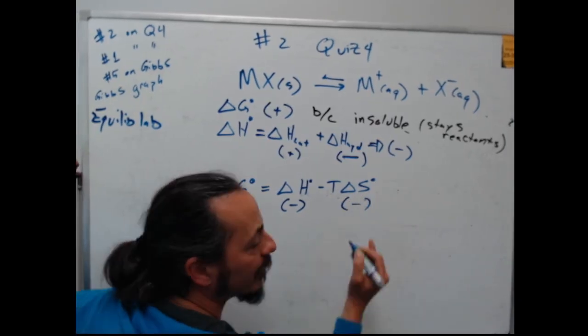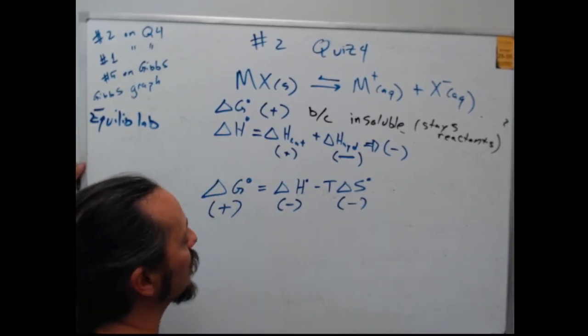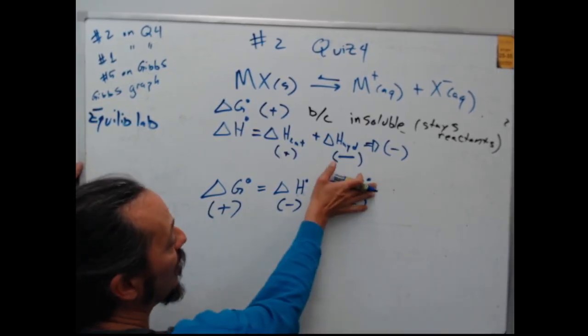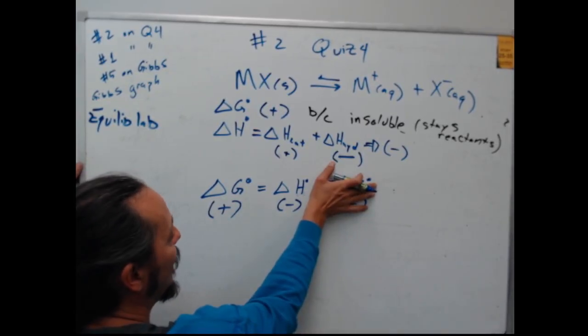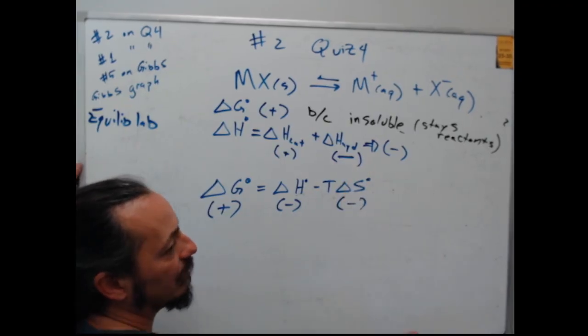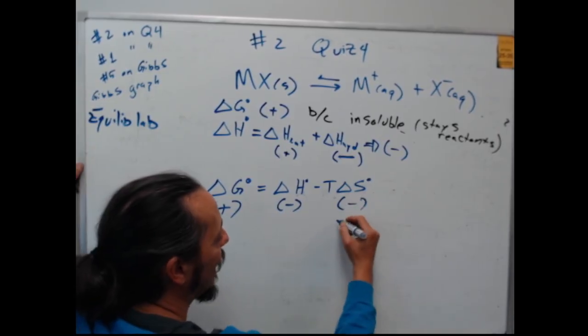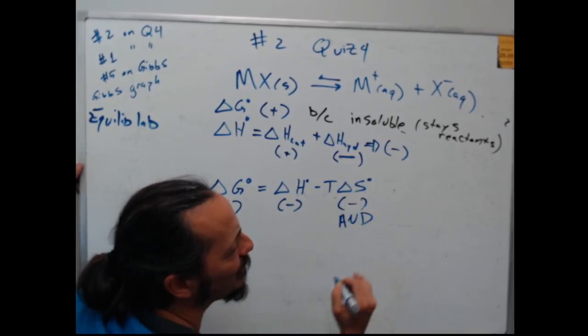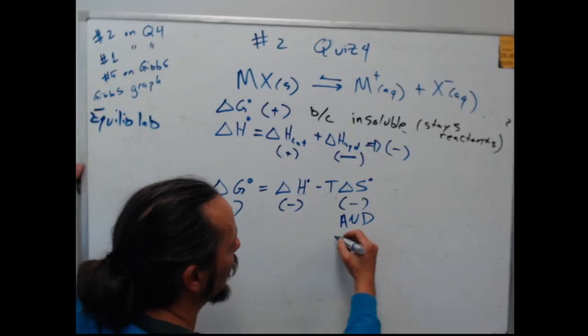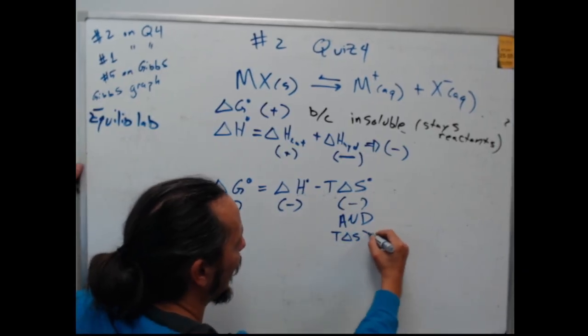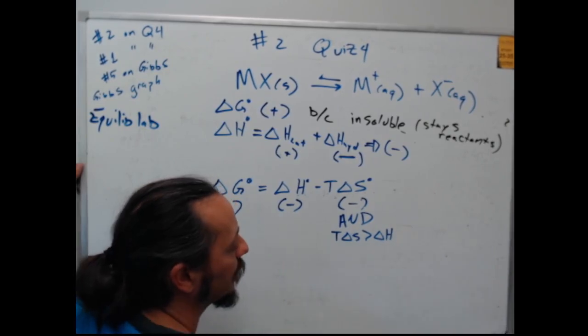Delta S has to be negative, so that instead of it just having a subtraction, I need it to be positive, I need to add. So I'm going to have a minus and a minus. So delta S has to be negative, and it never asks for this part, but I really like this part. T delta S has to be bigger than delta H.